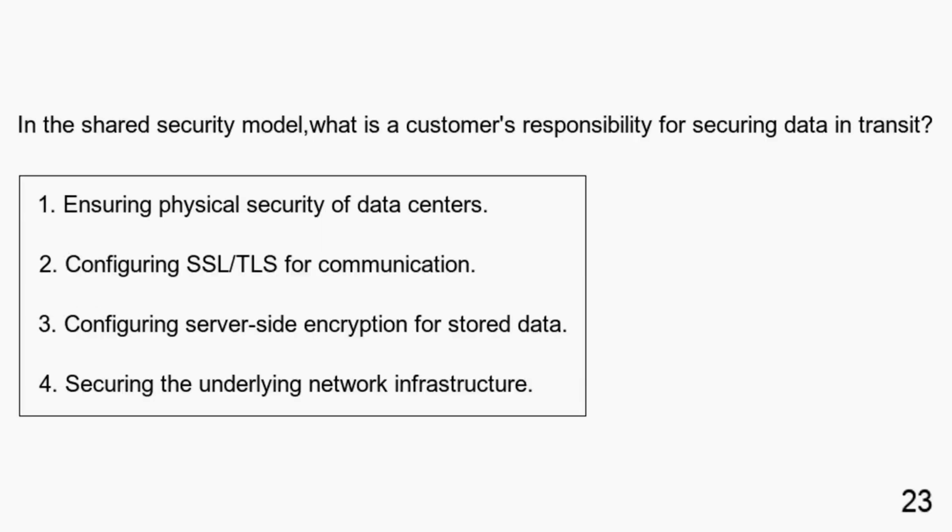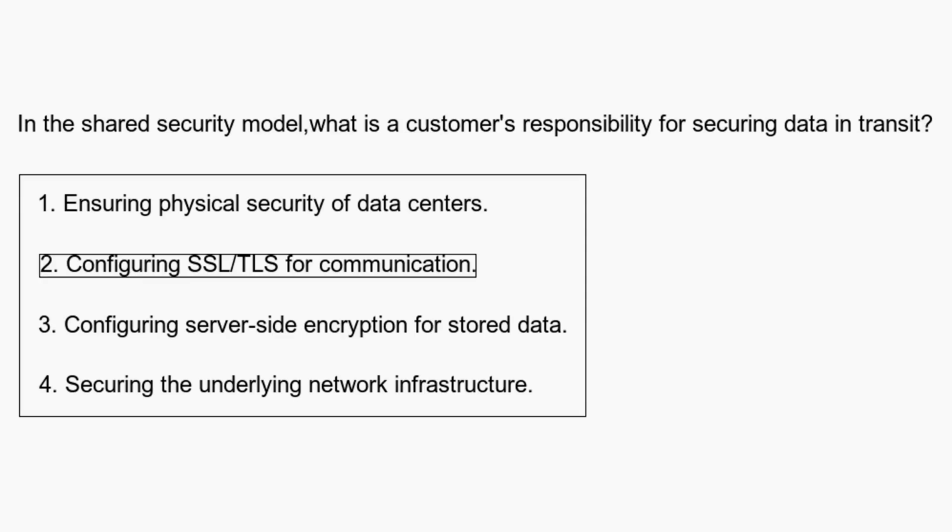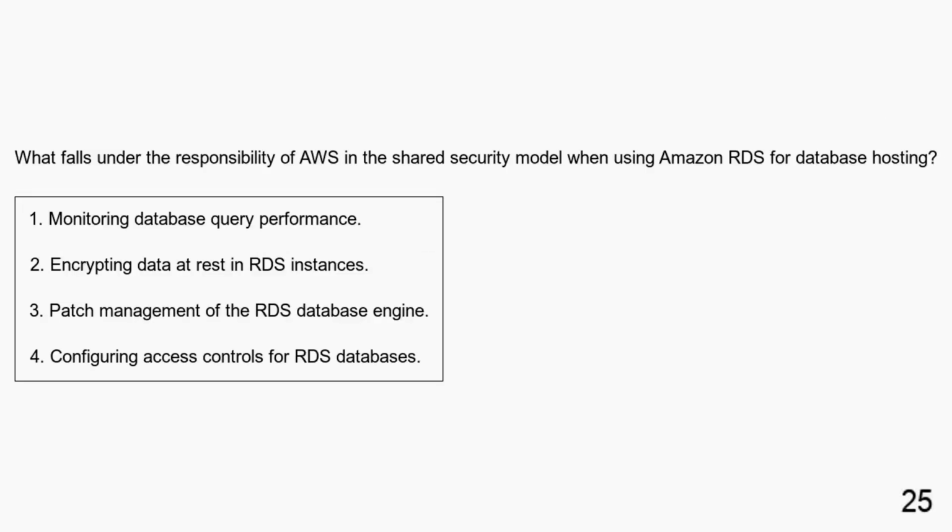In the shared security model, what is a customer's responsibility for securing data in transit? Ensuring physical security of data centers. Configuring SSL/TLS for communication. Configuring server-side encryption for stored data. Securing the underlying network infrastructure. Configuring SSL/TLS for communication is a customer responsibility for securing data in transit in the shared security model.